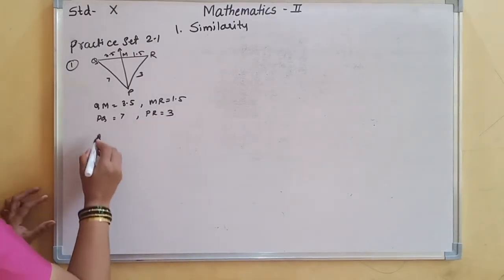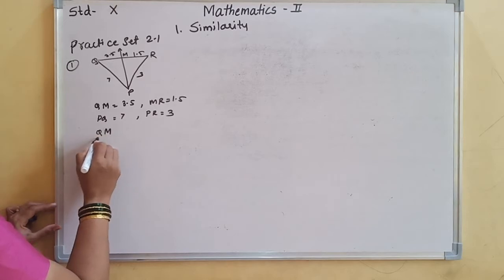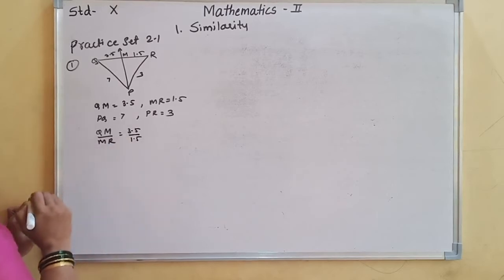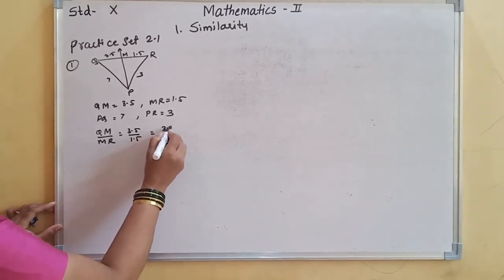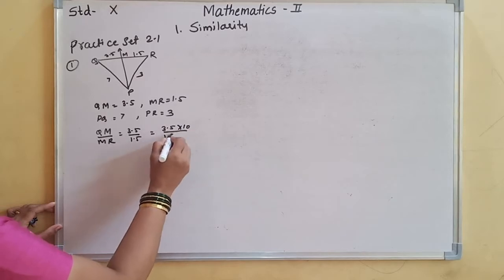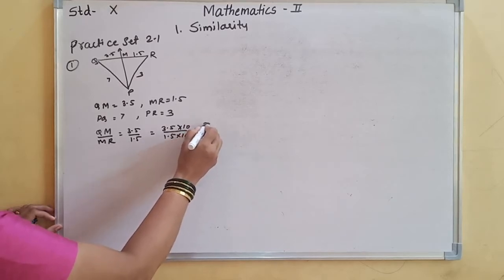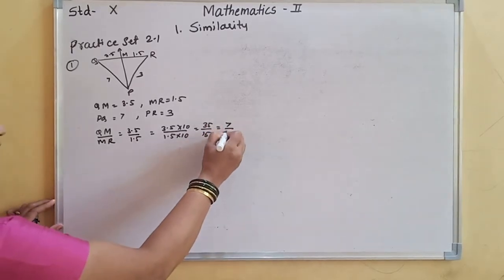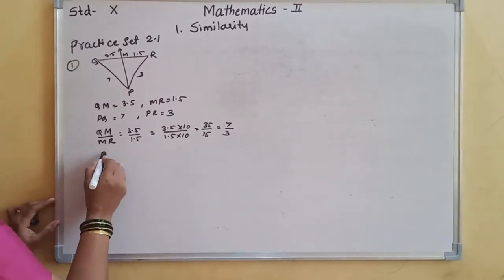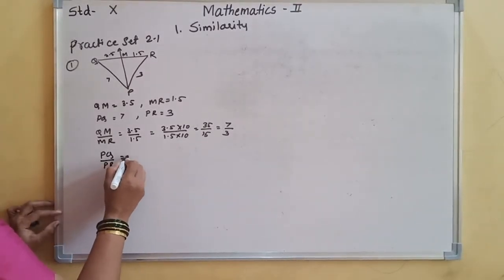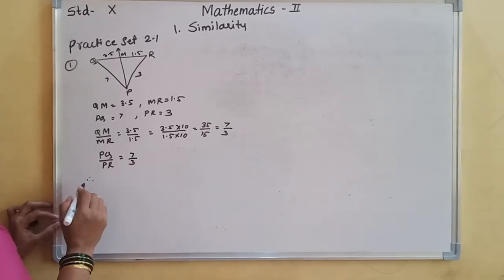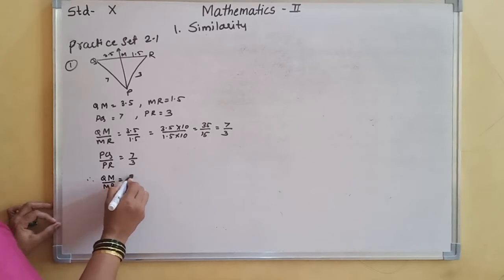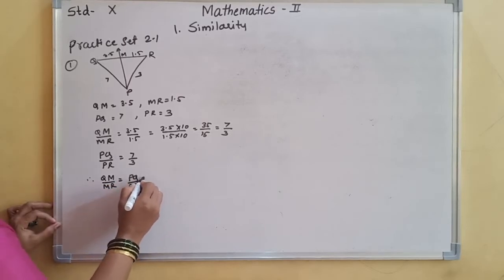So what do we have to do here? QM upon MR is equal to 3.5 upon 1.5. It will be equal to 3.5 into 10 upon 1.5 into 10, which means 35 upon 15, as 5 sevens are 35 and 5 threes are 15. And here PQ upon PR is equal to 7 upon 3. Therefore, we can say QM upon MR is equal to PQ upon PR.